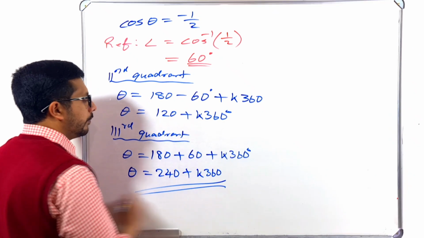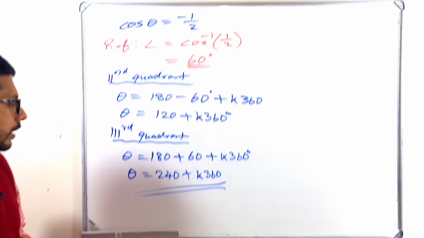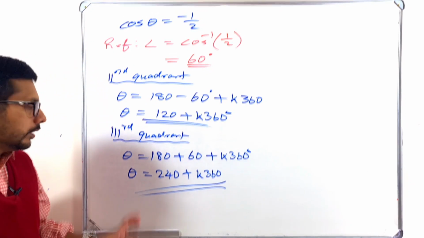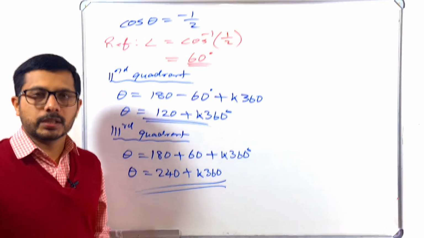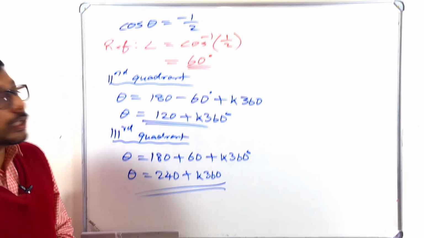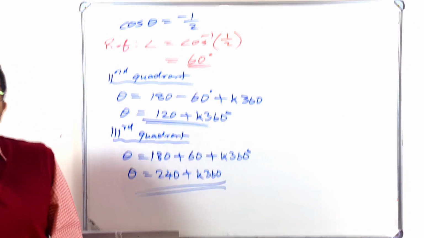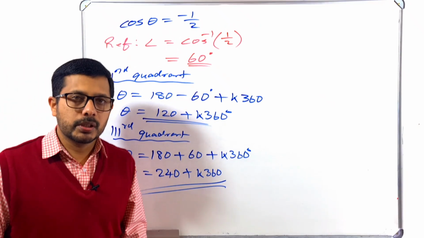So the general solutions are theta is equal to 120 plus k 360 and theta is equal to 240 plus k 360. So that is question number 5.5. Now we have to go to the next question, question number 6.